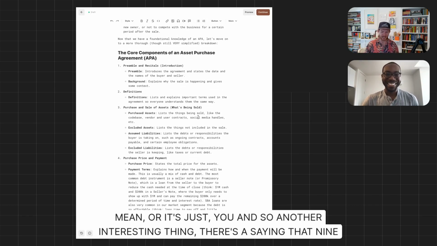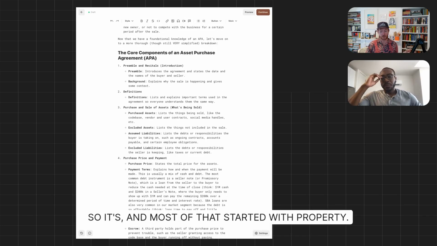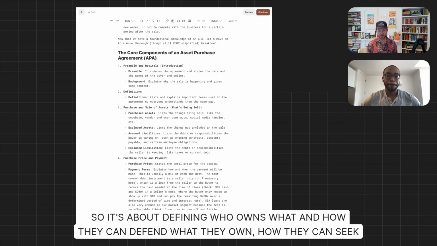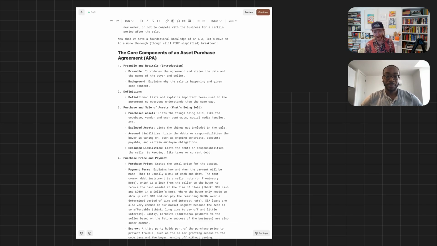Another interesting thing, there's a saying that nine tenths of the law is about ownership. And most of that started with property. Like, I have a deed to this land. My land comes to here. So it's about defining who owns what and how they can defend what they own, how they can seek damages if somebody pees in their yard. That's a bad example.